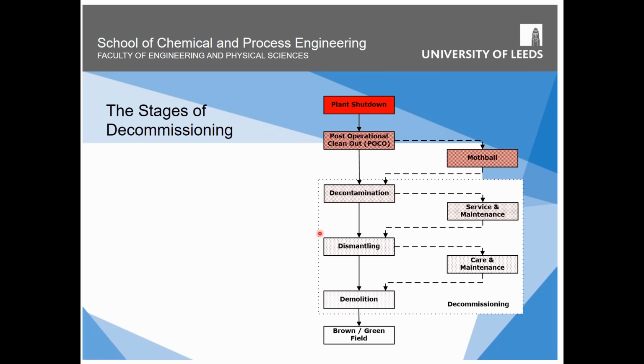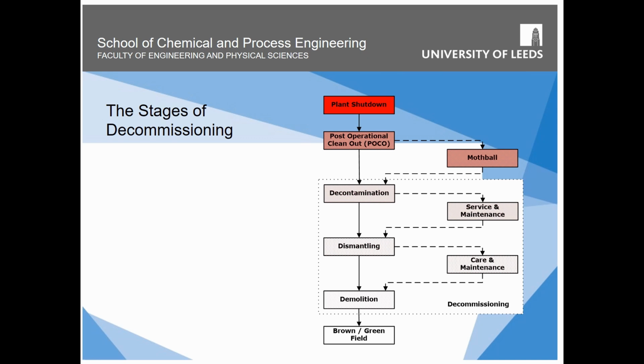Now the next stage is we've decontaminated, we've got the levels of radiation down as low as we can. We can think about dismantling the plant and equipment. So we might dismantle, for example, things like the cranes or the fuel holders within the reactor pressure vessel. We may even dismantle the reactor pressure vessel itself and the coolers and the heat exchangers and take those away for disposal.